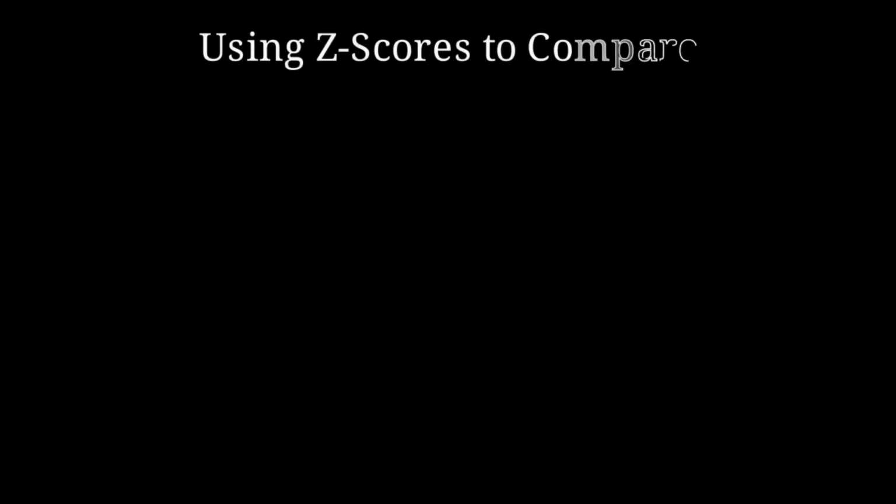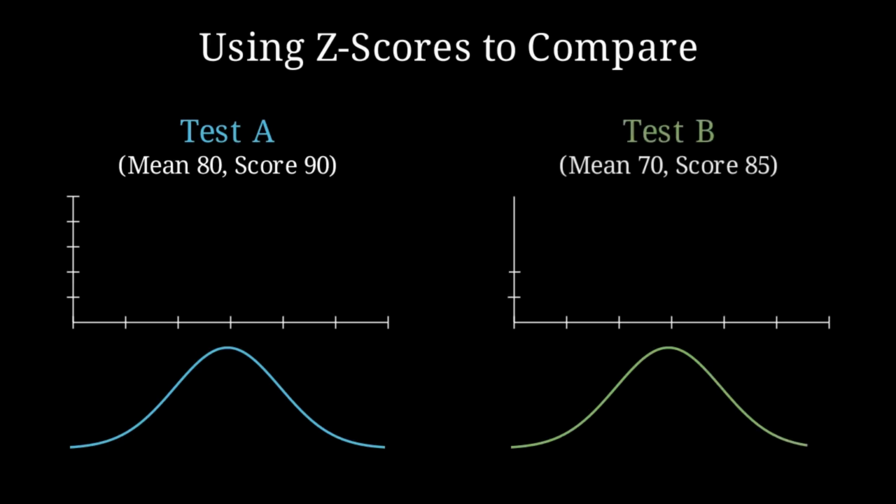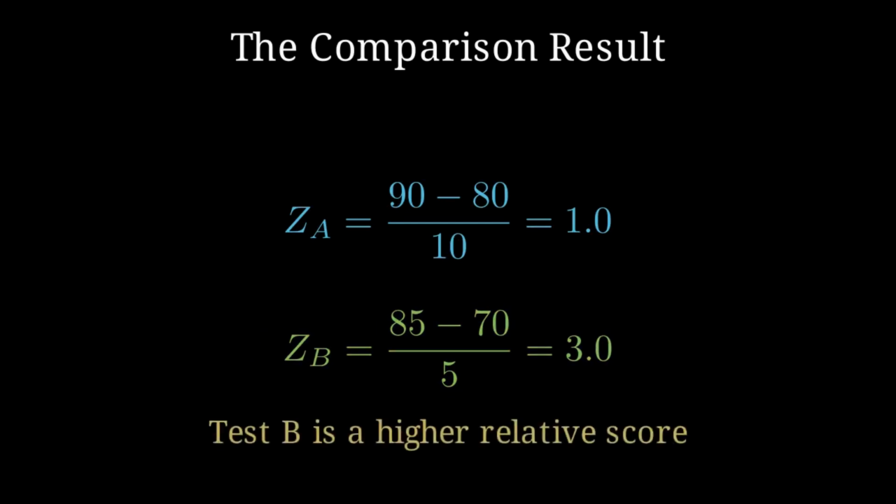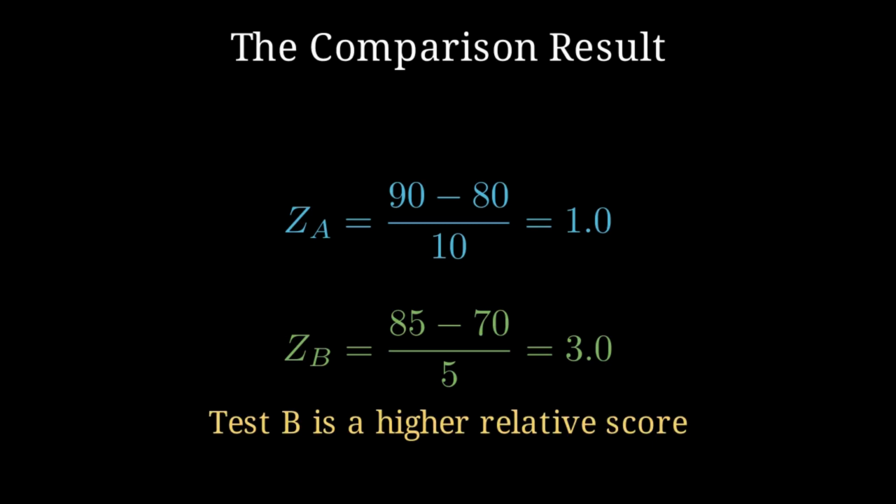Z-scores are perfect for comparisons. Is a 90 on a test with an 80 mean better than an 85 on a test with a 70 mean? We can't tell just by looking, we need the standard deviations. By calculating z-scores, we see that test B's score is 3 standard deviations above the mean, while test A's is only 1. Therefore, the score of 85 is actually more impressive in its specific context.